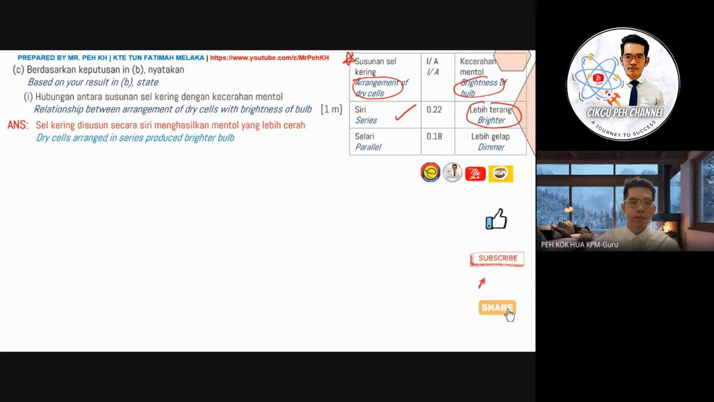So here, as I mentioned, we can give the comparison answer. So the dry cells arranged in series will produce a brighter bulb. So we can compare the answer and give one of the answers here. Or you can give the dry cells arranged in parallel produce a dimmer bulb. Or you can straight away give the comparison of the arrangement and the brightness for both circuits, which is also accepted, where you can write: the bulb produced by the dry cells arranged in series is brighter than the dry cells arranged in parallel. So you can give this kind of comparison answer also.